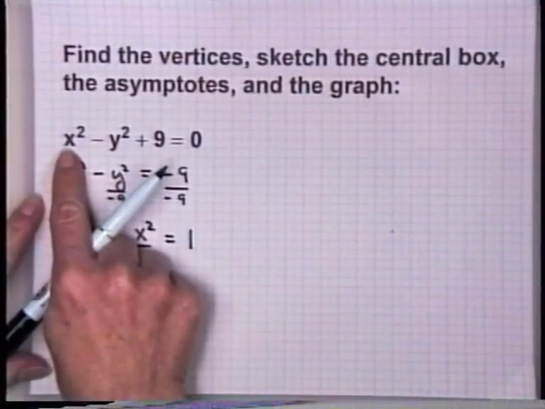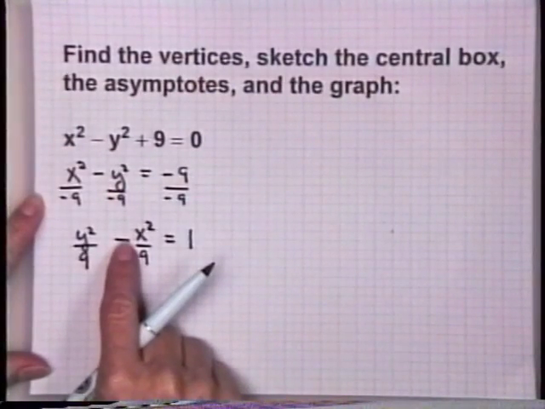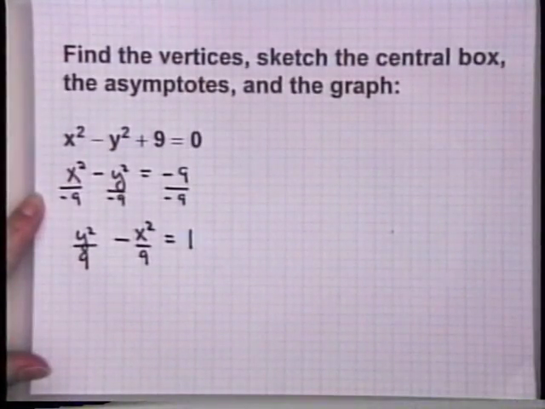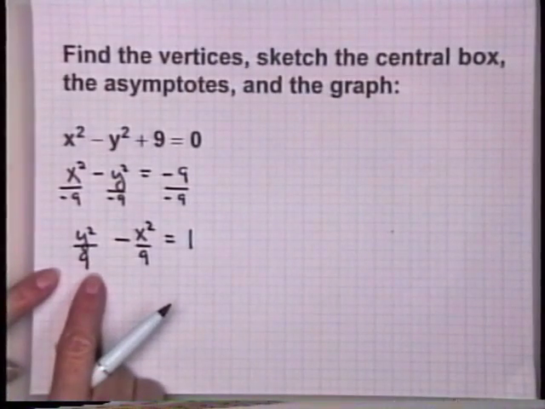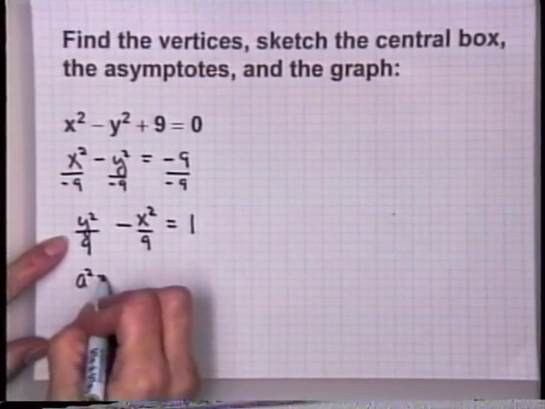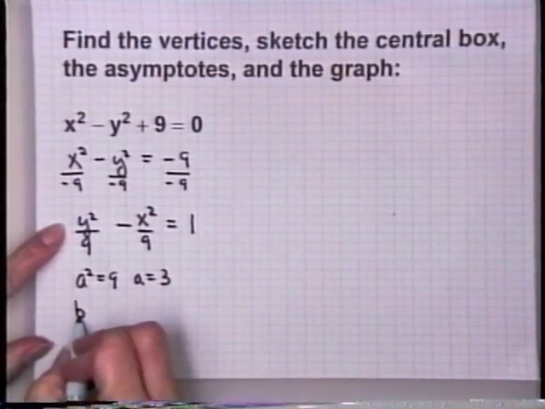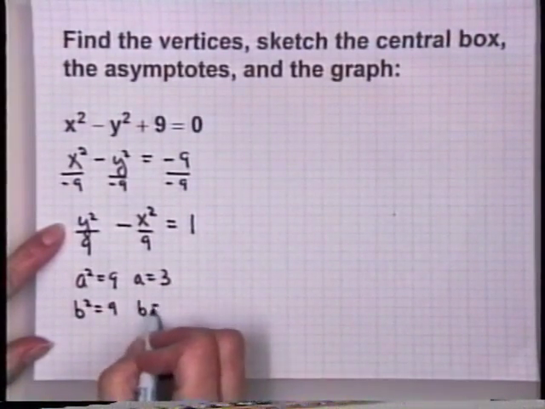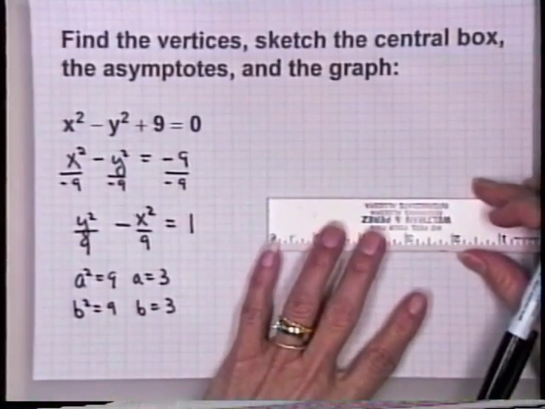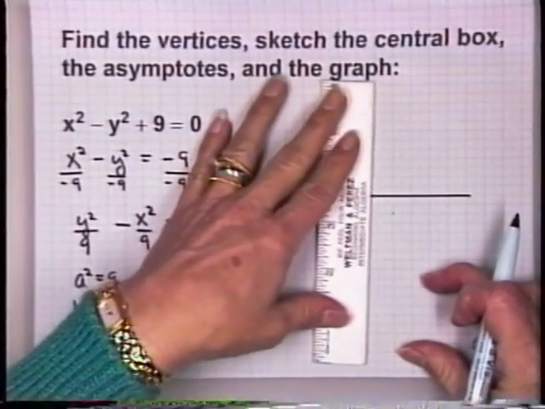Notice, in this form, it looks like probably x squared would be the positive term, but after I divided, it's got a minus in front of it. So you can't always tell whether your hyperbola is going to be a vertical one or a horizontal one, not until you get into this basic form here. Now, my a squared is 9 because that's what's under my positive term here, so a is 3. You'll notice this time b squared is also 9, so b is also 3. All that's going to do is make our central box a square, isn't it? Because we're going to be going the same distance on both the x and the y axis.